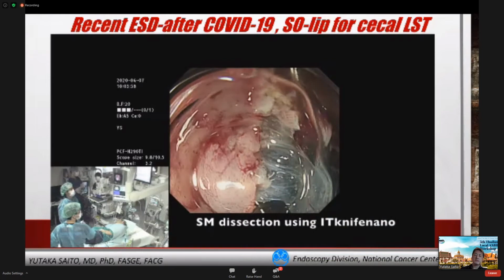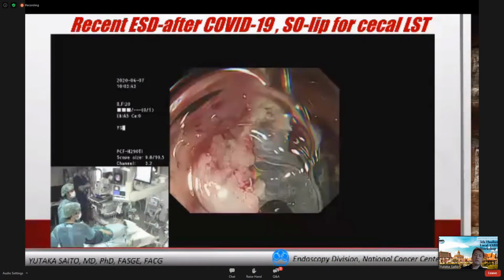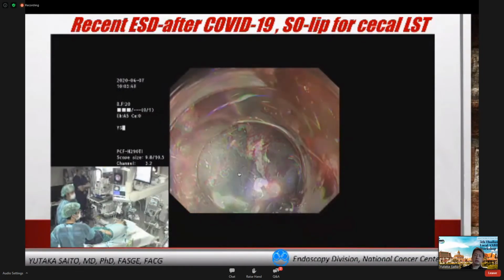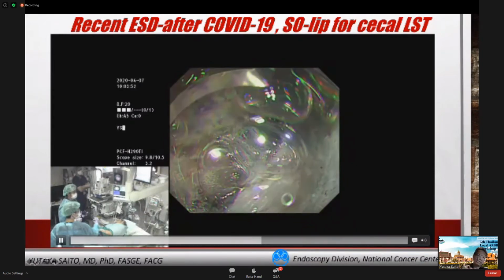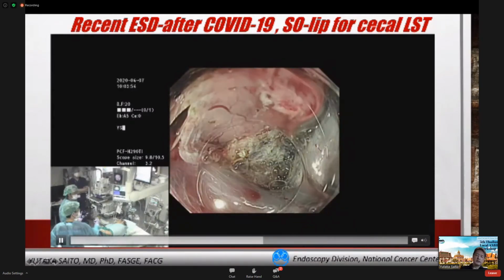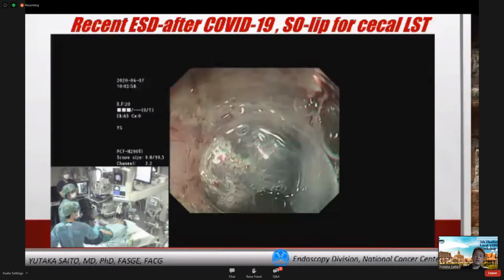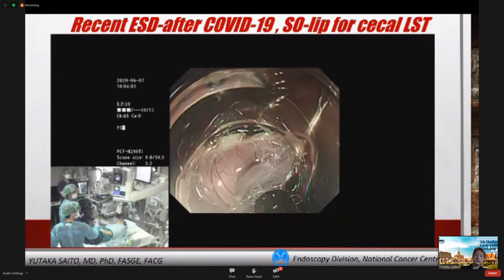And using the IT knife nano, we are performing submucosal dissection. And the ST hood, short type ST hood, is really nice to enter the SM layer. The combination use of short type ST hood and clip traction is really useful for visualizing the cutting line.